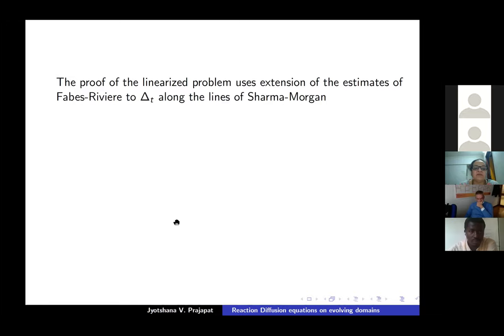What I would like to mention here is that the proof for the linearized problem uses extensions of the estimates of the Fabes and Rivière paper to the operator Δ_t, together with, of course, the Neumann boundary, the nabla_t, which we have.